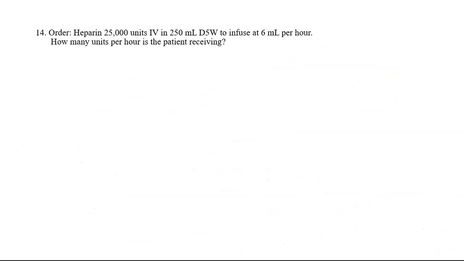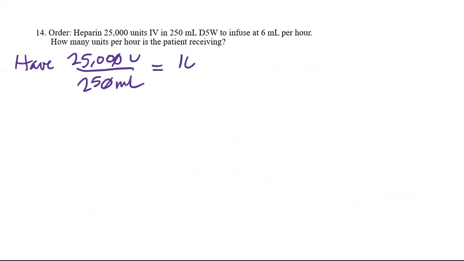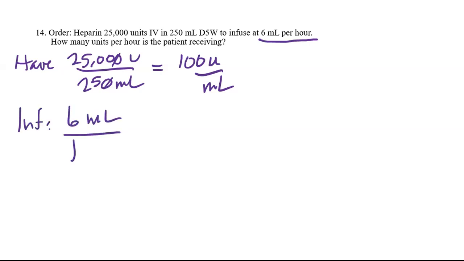And now we have heparin, 25,000 and 250. So we have 25,000 units in 250 mLs. Now we could do this, and we could see that that's going to be 25 times 100, so it's going to be 100 units per mL. Infusing at 6 mLs per hour. So the infusion is going to be 6 milliliters per hour.